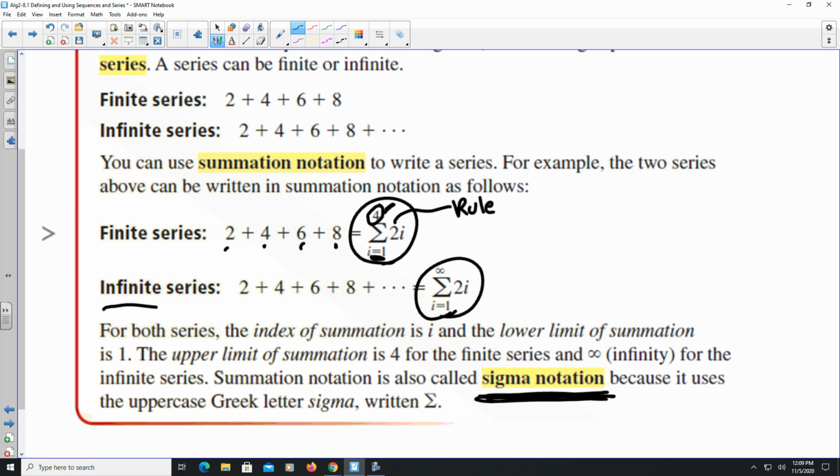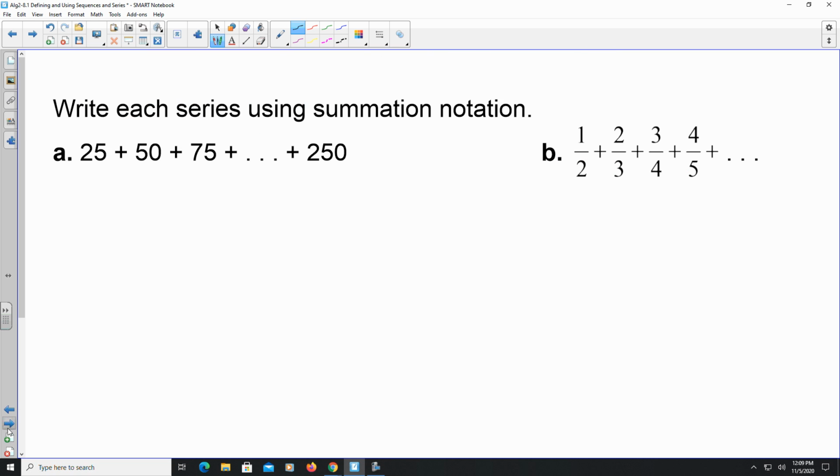If you have an infinite series, like here, it's going to infinity. It just has the dot, dot, dot, and it keeps going on and on forever. Okay. So what we are going to be asked to do here is look at a series and write it using sigma notation.